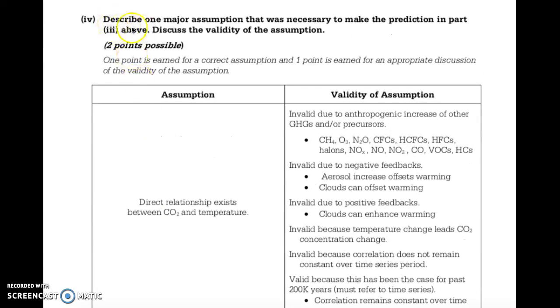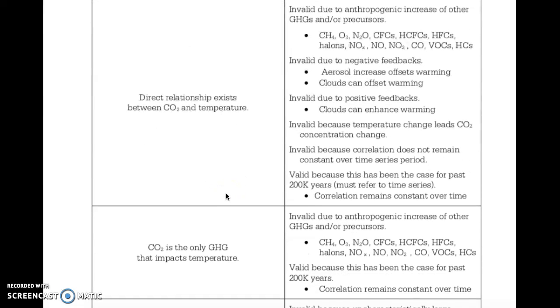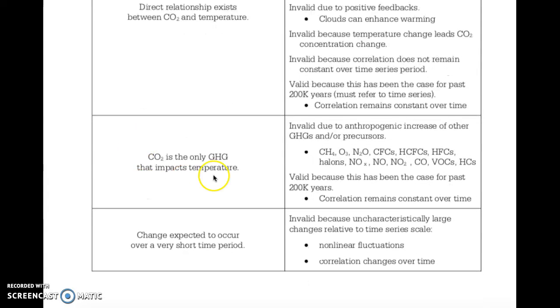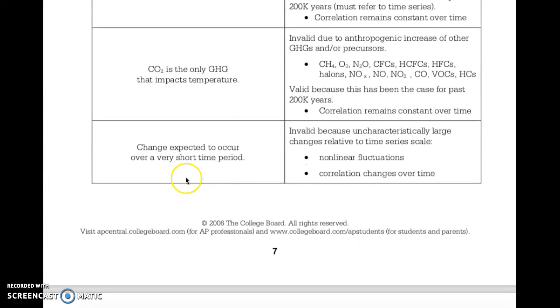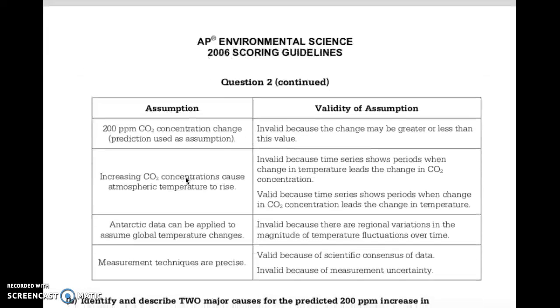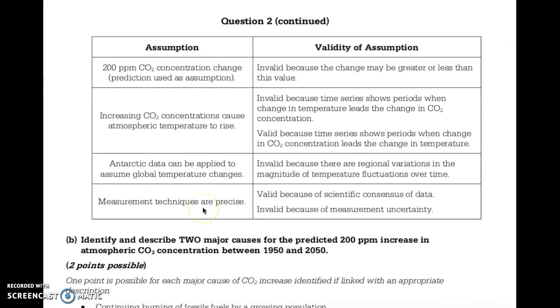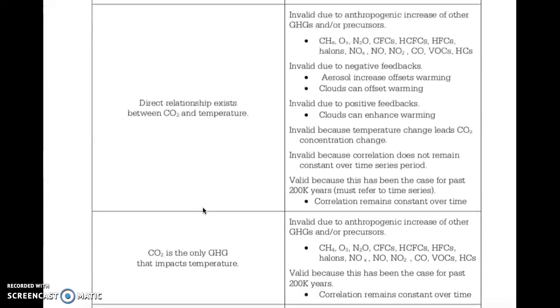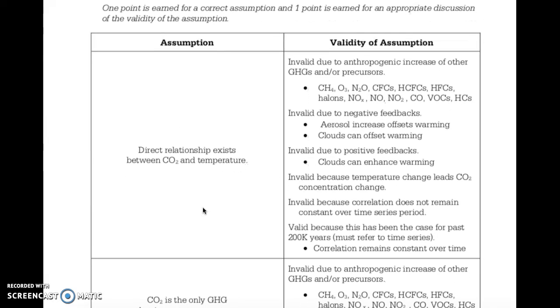And since it says describe and discuss the validity of the assumption, you have to both state the assumption, so like that there's a direct relationship between carbon dioxide and temperature, or that carbon dioxide is the only greenhouse gas that's impacting temperature, or that the change is over a very short period of time. So they give you a whole list of assumptions here. If you have an assumption that is not on this list, but you are very sure is correct, contact me and we will talk about it and see whether or not you get points. Then, that's 1 point over here for your assumption.